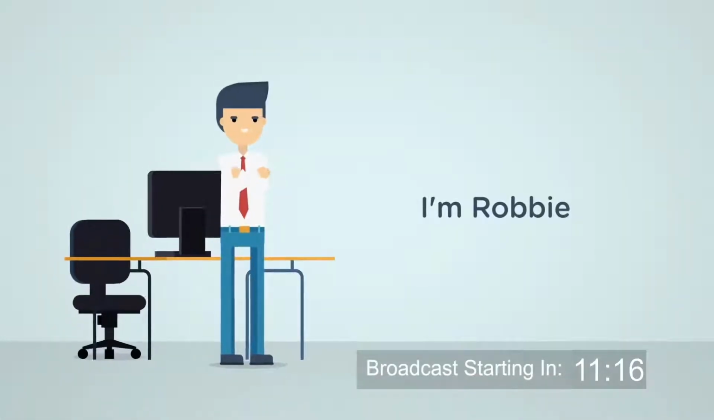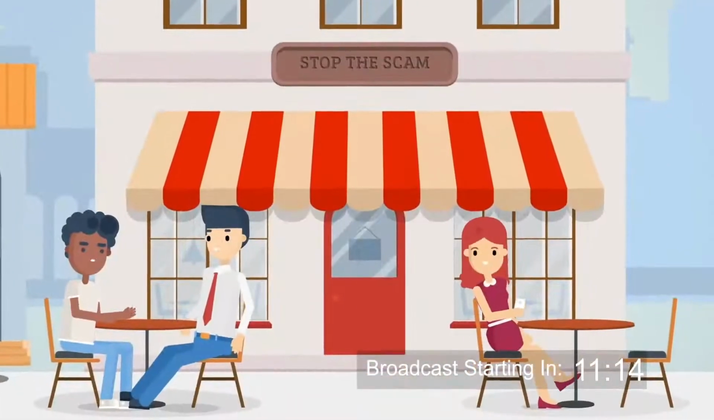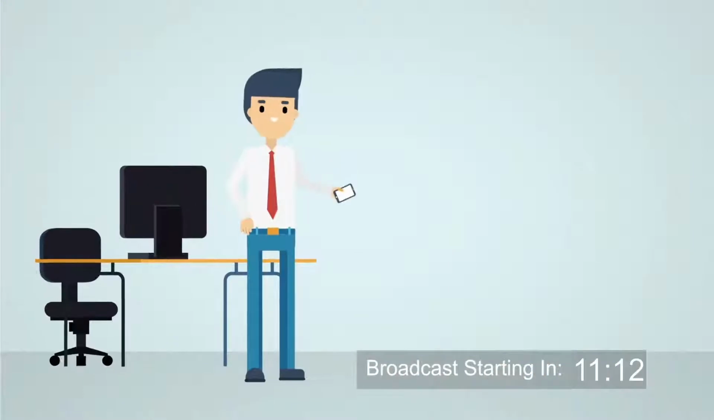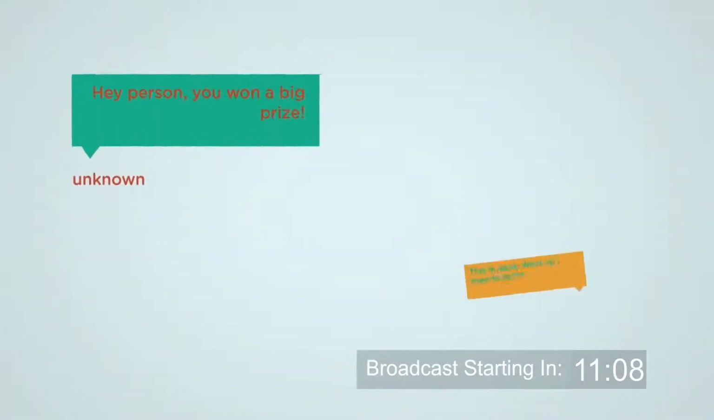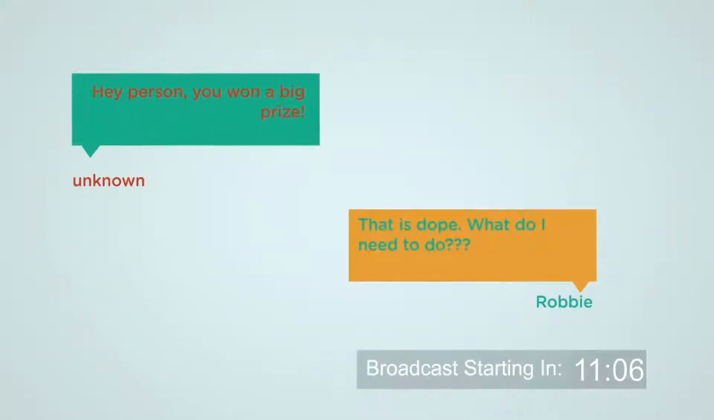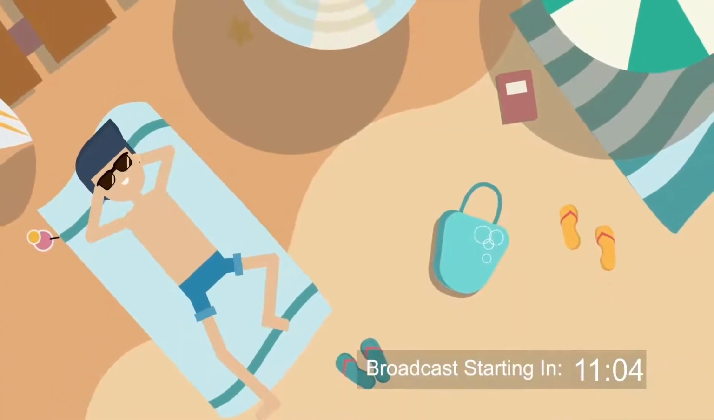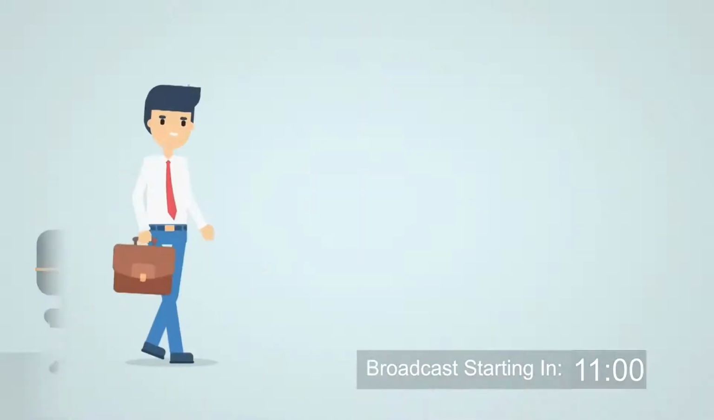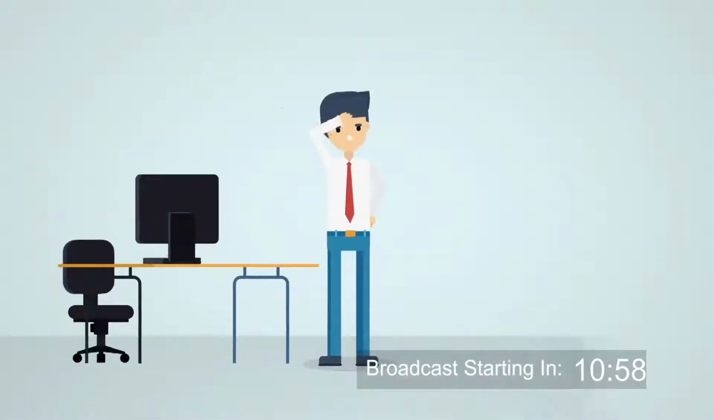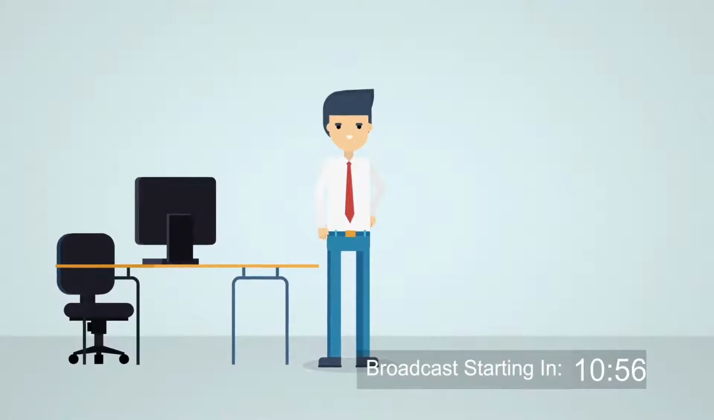This is Robbie. He's a normal guy with a normal job. Robbie just got a text saying he won a big prize. All he has to do is follow the instructions, and he'll be on a beach in no time. But Robbie knows the signs of a scam, so he blocked the number and moved on. He protected himself this time, but scams are common during the holiday season.